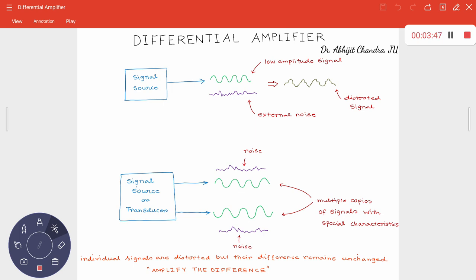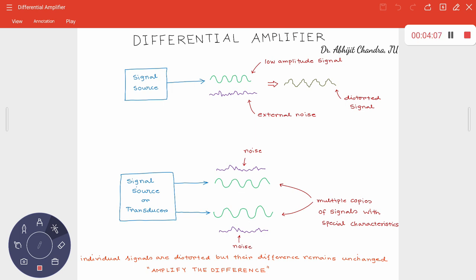Now my understanding is that I have to get that particular sinusoidal signal at my output, even if the external noise is present. What is the way to do it? Is the problem clear?